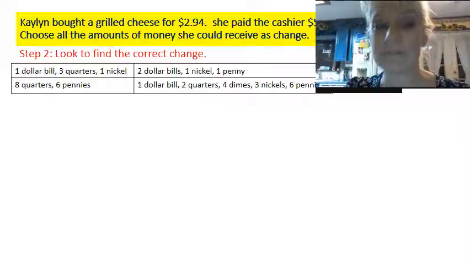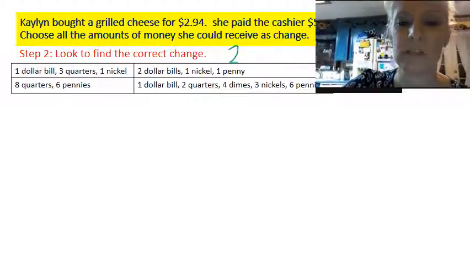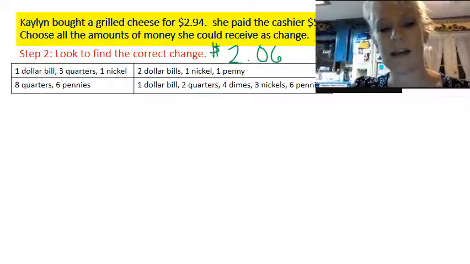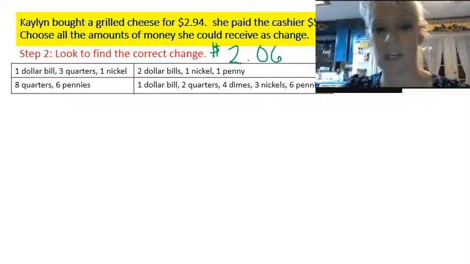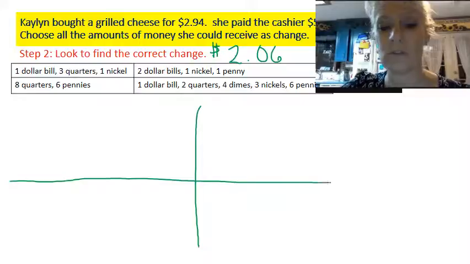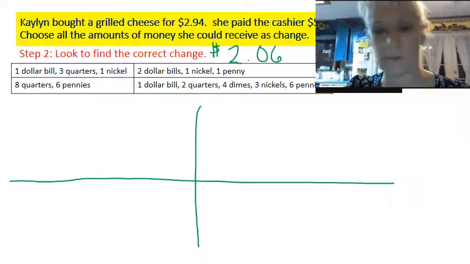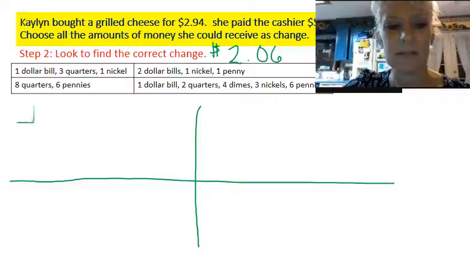We're at step 2 now, and we need to remember that we're looking for $2.06. All right. When I have 4 different boxes of change, I like to divide my paper into 4 places because I draw each of these amounts out before I count them. So let's get started. In the first box, I notice there's $1.